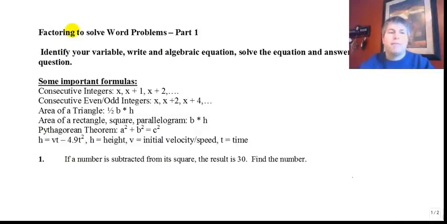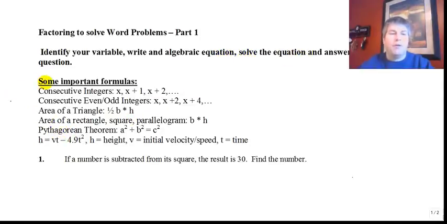Welcome back. Now we're going to take our factoring to the next level, and we're going to use factoring to solve word problems. And we'll split these up into a couple different videos. Start with our instructions. We want to make sure we identify the variable. We'll write an algebraic equation, so we've got to have an equal sign.